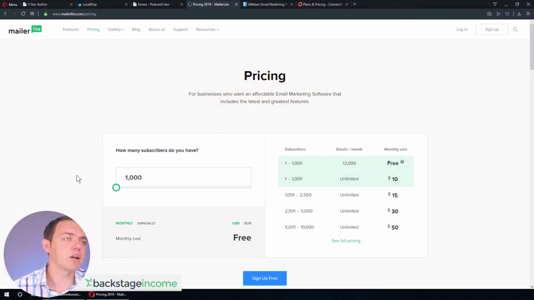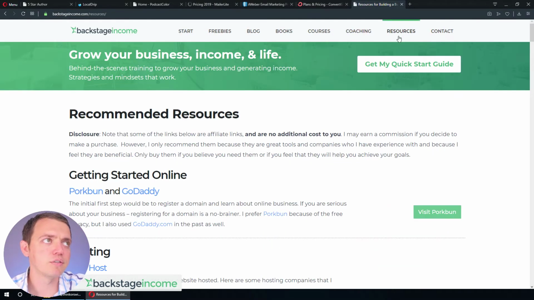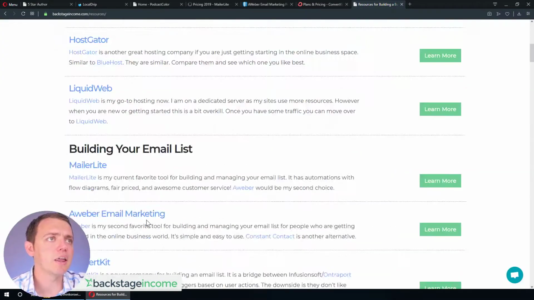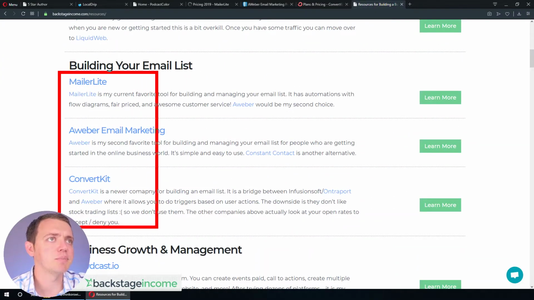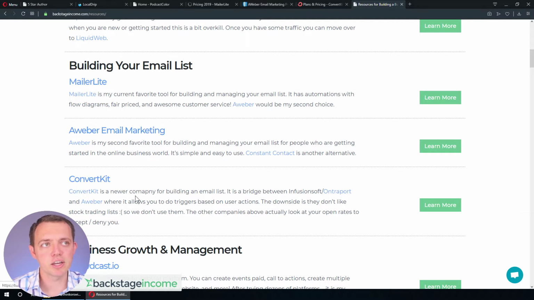Now, here, we're going to take a look at a couple of companies. Here are a couple of the popular ones, and for many of these I am a referral and an affiliate. So I'll share with you currently these three that I have, which are MailerLite, Aweber, and ConvertKit. The one I'm currently using is MailerLite. I used Aweber before, and I've tested ConvertKit, but why don't I use ConvertKit?